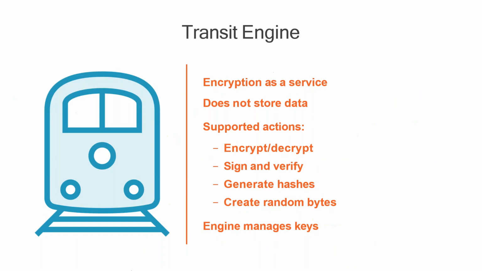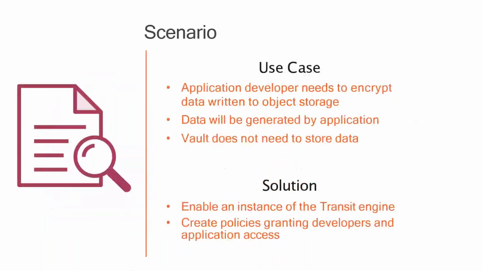Let's say an application developer needs to encrypt data written to object type storage. Data will be generated by the application. Vault does not need to store data. Enable an instance for the transit engine. Create a policy granting developer and application access.